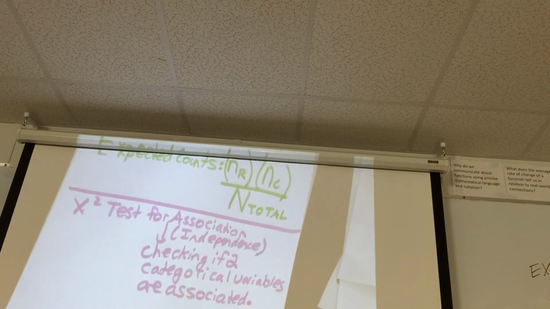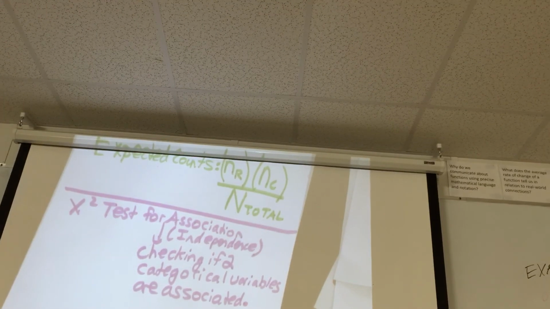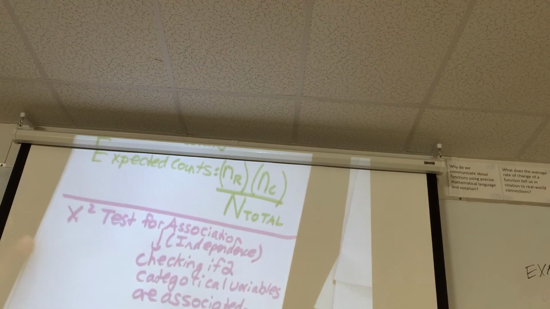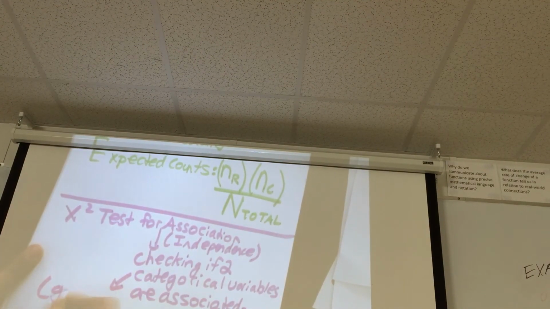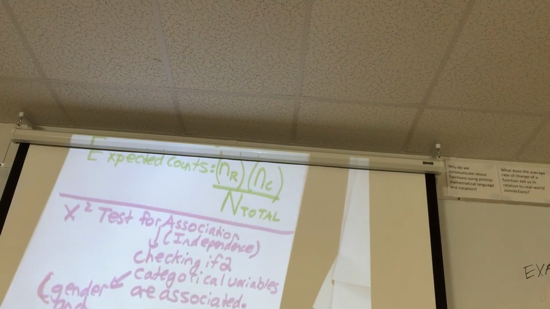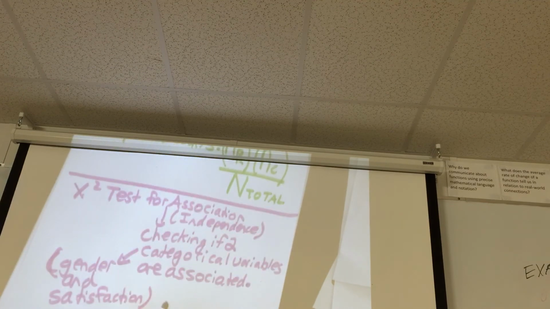Smart? One more time. Yeah, it's the exact same one. So we'll write it for this example when we get there. Checking if two categorical variables are associated. And you might want to write over here that the categorical variables are gender and satisfaction. Satisfaction is the other categorical variable along with gender that we're testing.